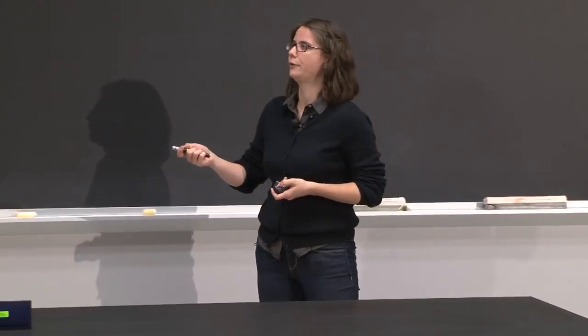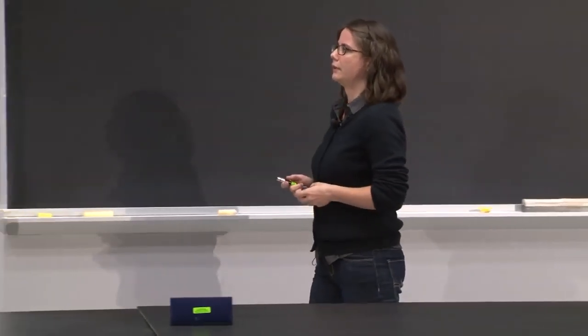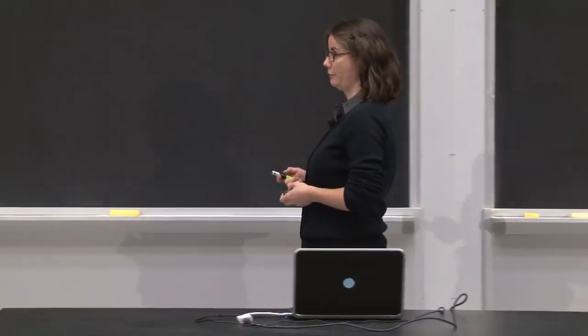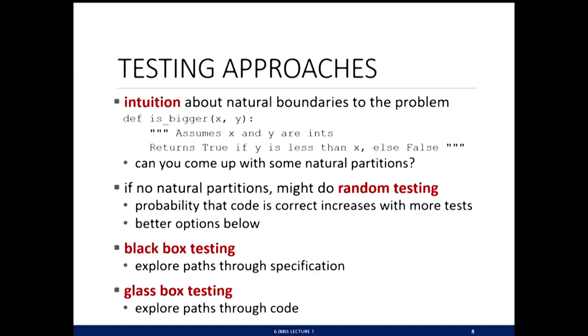But there are actually 2 more rigorous ways to do testing. One is black box testing, and the other one is glass box testing. In black box testing, you're assuming you have the specifications to a function. So that's the docstring. All you're looking at is the docstring and coming up with some test cases based on that. In glass box testing, you have the code itself, and you're trying to come up with some test cases that hit upon all of the possible paths through the code.